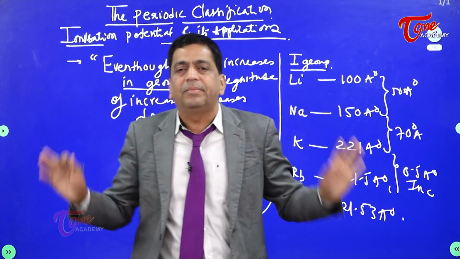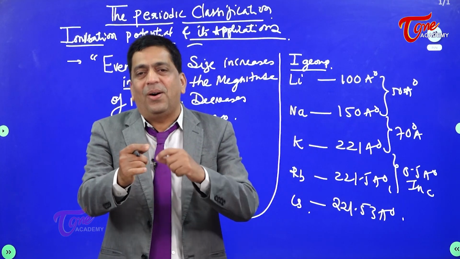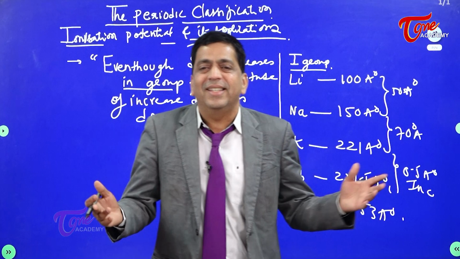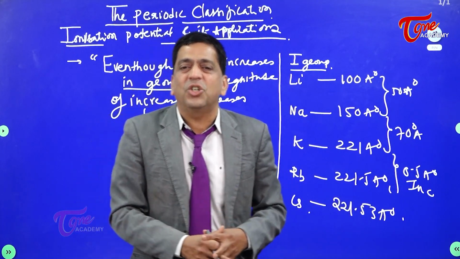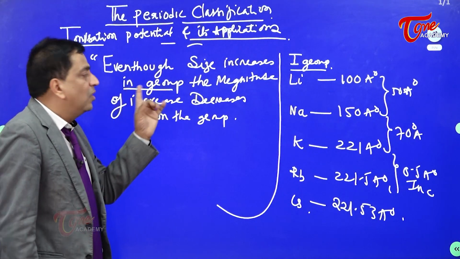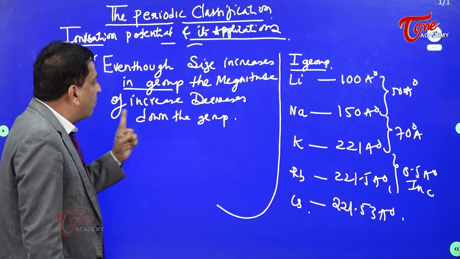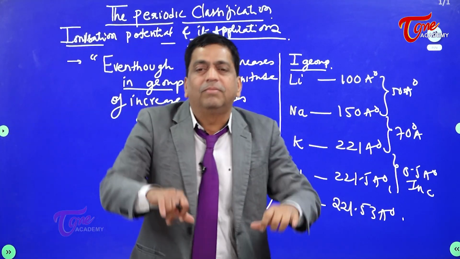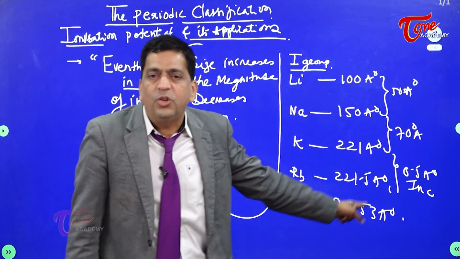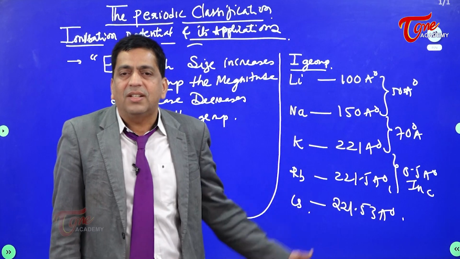You must understand. So you have that closeness of mode of activity at the bottom where the sizes are similar. That's the assertion which I'm making. That's what I meant by this. Even though the size increases in a group, the magnitude of increase decreases down the group. That is shown through arbitrary values. These are not actual values. If you want actual values, please get through a book. This is the trend which is followed.